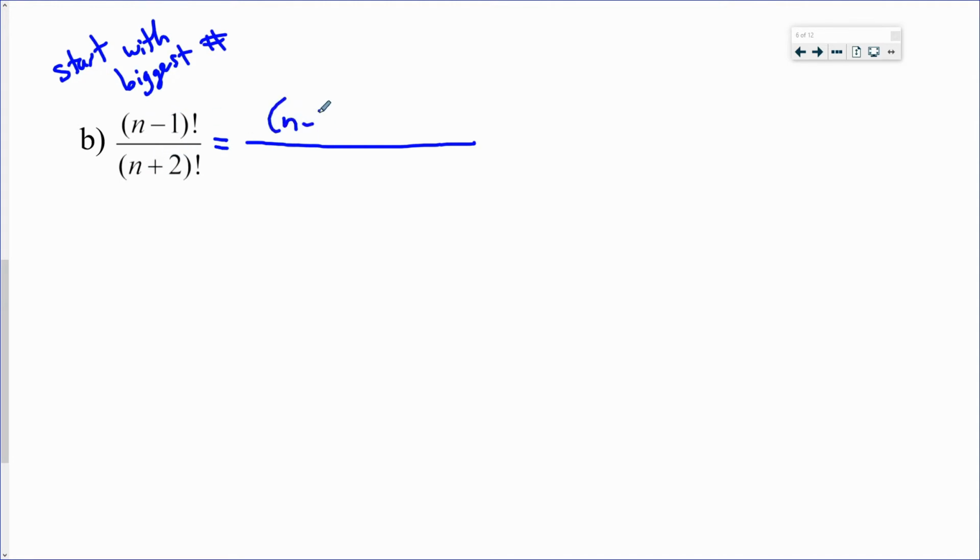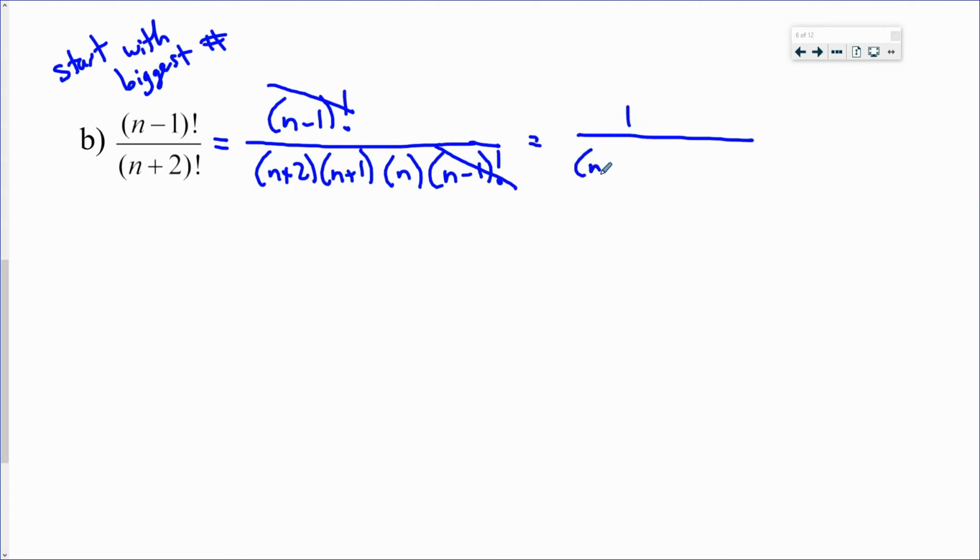So in the numerator, I'm going to keep my n minus 1. And I'm going to expand my n plus 2 factorial until I get to n minus 1. So I'm going to get n plus 2. Then I'm going to get n plus 1. And then when I subtract 1, I just get n. And then I subtract 1, so I get n minus 1. I'm going to stop, recopy the factorial. This divided by that is 1. So you're left with 1 over n plus 2, n plus 1 times n.